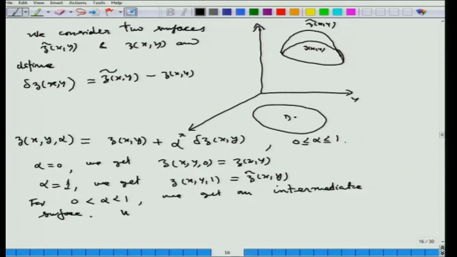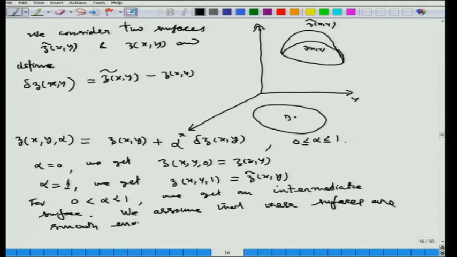So, we assume that these surfaces are smooth enough so that I of z plus alpha delta z are well defined.